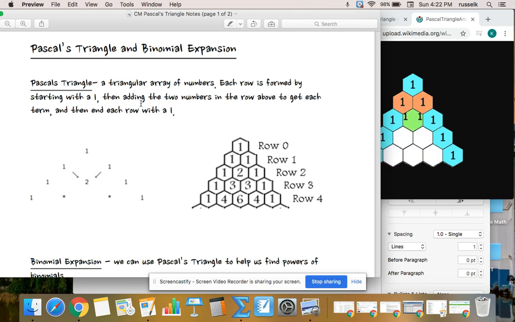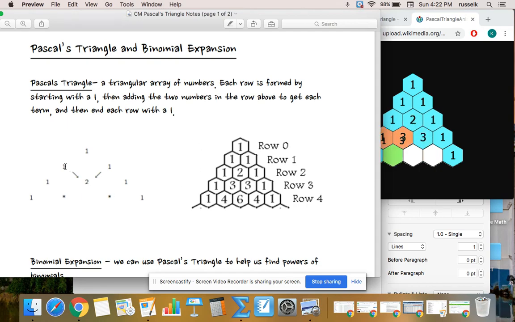Today we are looking at Pascal's triangle and binomial expansion. Pascal's triangle is just a triangular array of numbers, and we form each row by starting with a 1, ending with a 1, and then the numbers in between come from adding the two numbers directly above it.